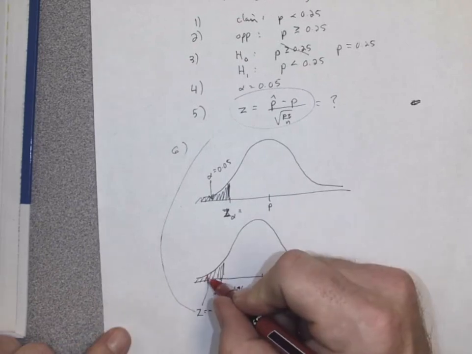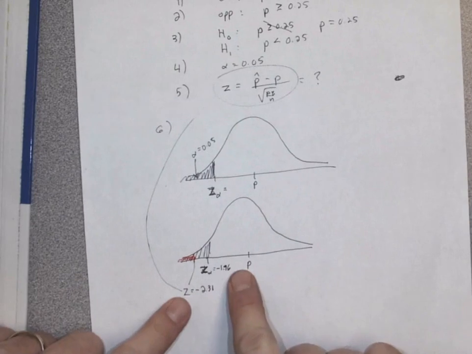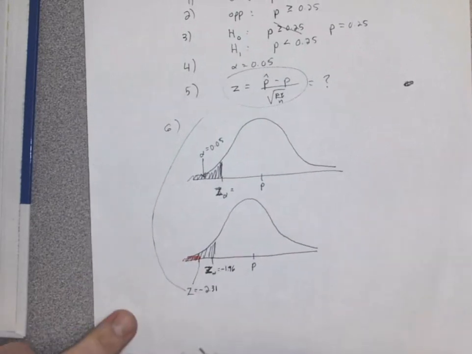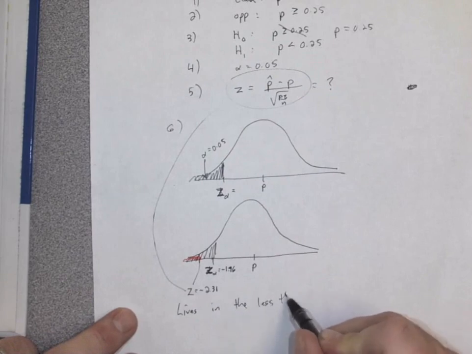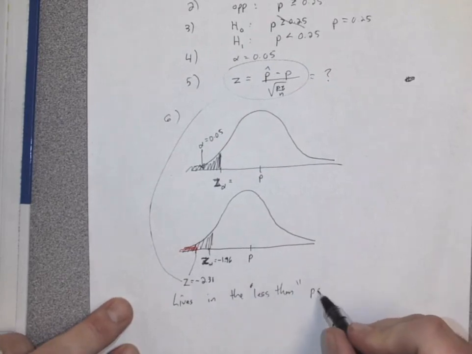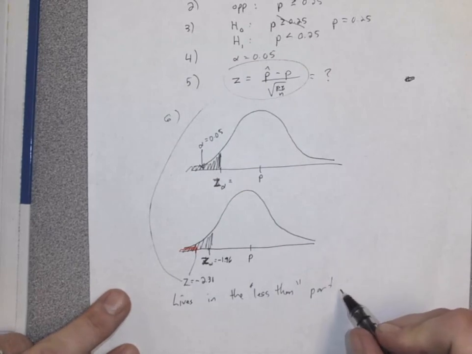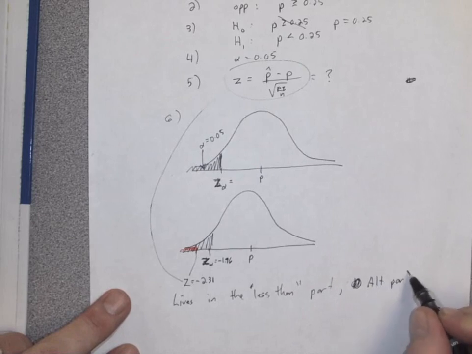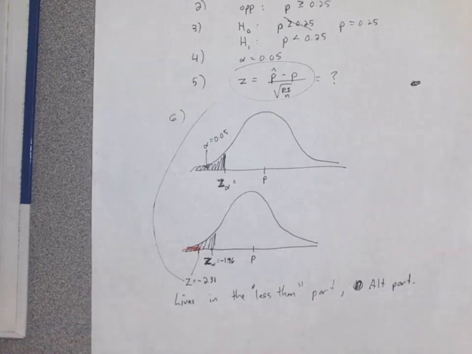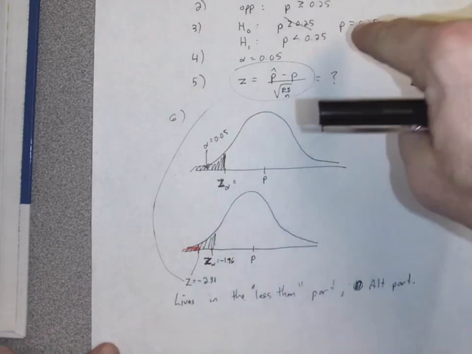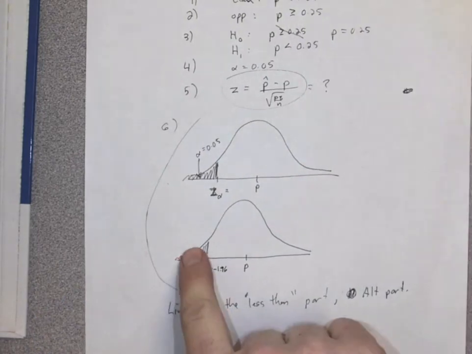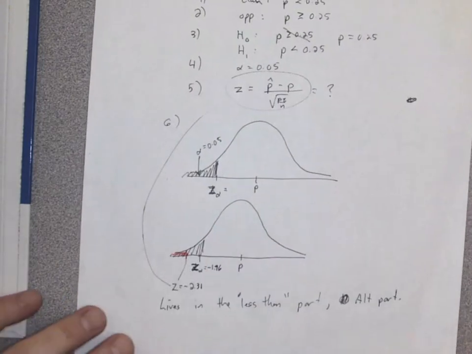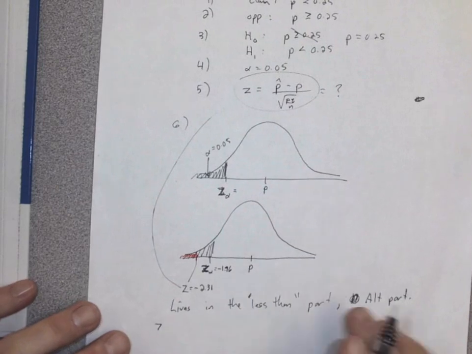So that means that this Z-score is less. So that means this thing lives in the less than part, which basically is not the null, but the alternative. This is the alternative part. So the quick question is, would we consider this equal? Is it equal or is it less? Well, since it lives in the less than part, what we'd say here is we would reject that null.